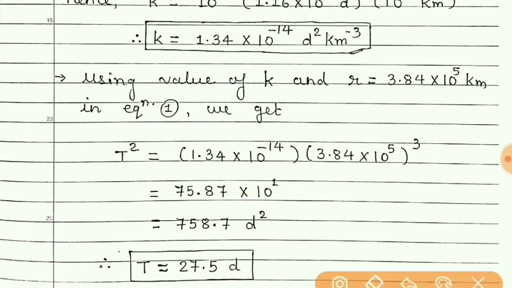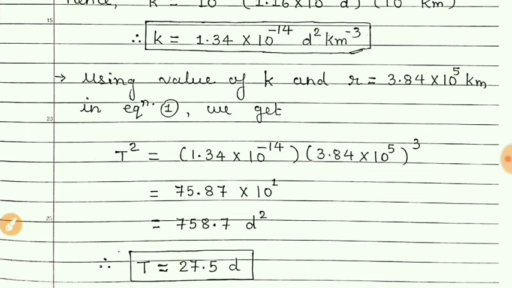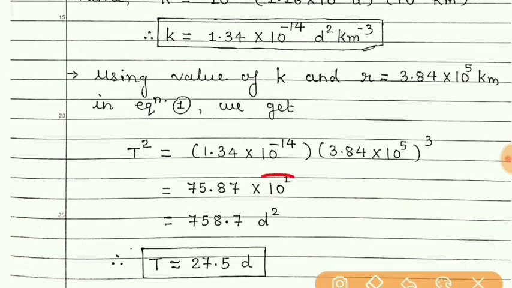Students, here when you calculate this, you will get T square is equal to this value. Then when 10 is multiplied to this, you will get 758.7 in D square. Unit will be day square because here it is T square. But finally we want to find only T. So just take the square root here. So this will become T.